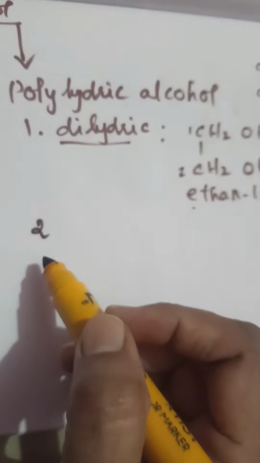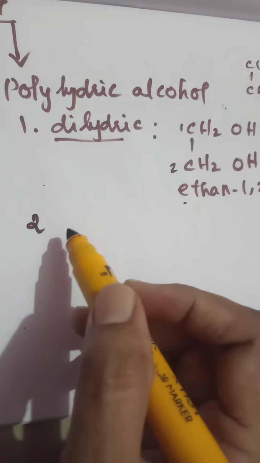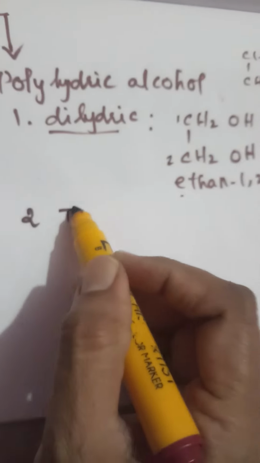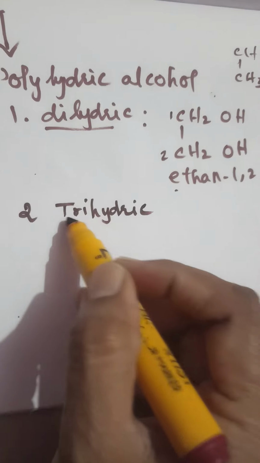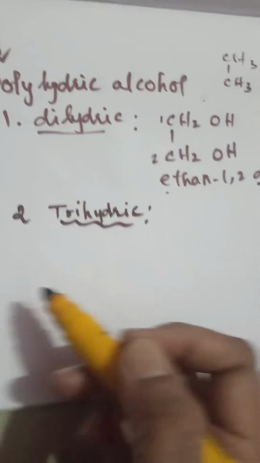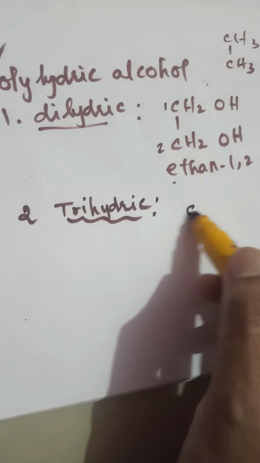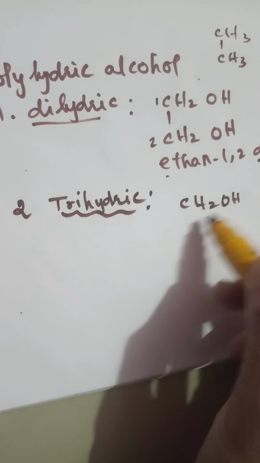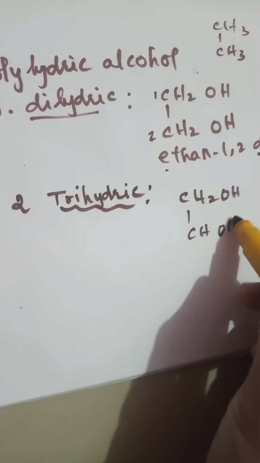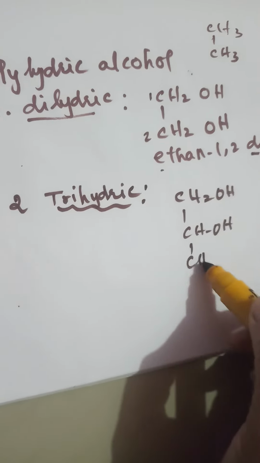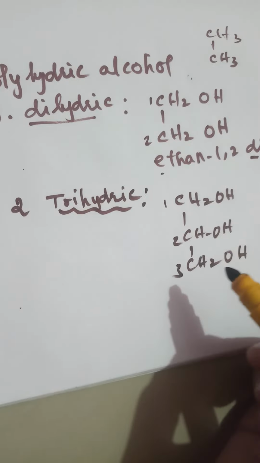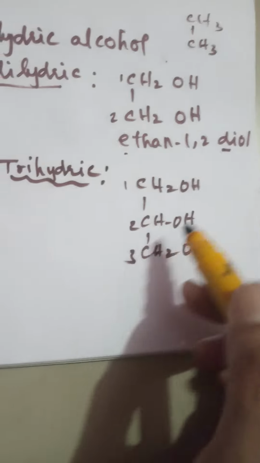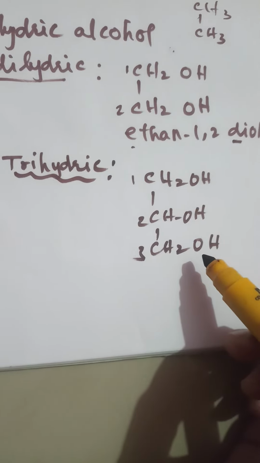In polyhydric alcohol, there is one more example, that is trihydric alcohol. Trihydric means three hydroxyl groups. CH2OH, CHOH and CH2OH. So 1, 2, 3, three carbons. Three alcoholic groups are present here.